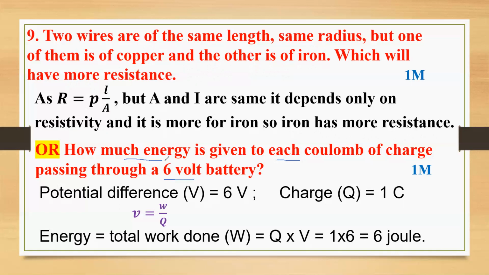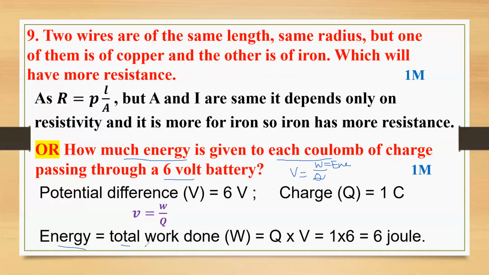How much energy? Here the potential difference is given as 6 volts, and the charge is given as 1 coulomb. We have the formula: potential difference V is equal to work done by charge, isn't it? Here they are asking what the work done is. Work done is also equal to the energy, right? So this is the formula to get the proper answer.